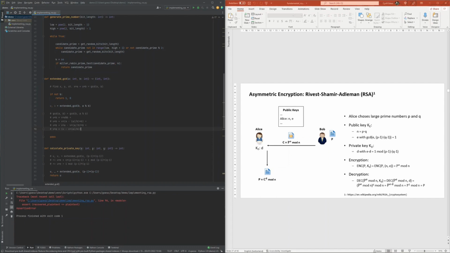Having arrived at the final values of x and y, these can be returned in order to complete the implementation of the extended Euclidean algorithm, and with it, complete the implementation of the calculation of the private RSA key.